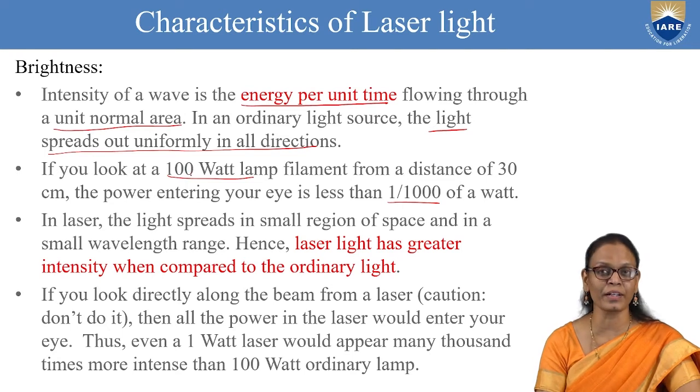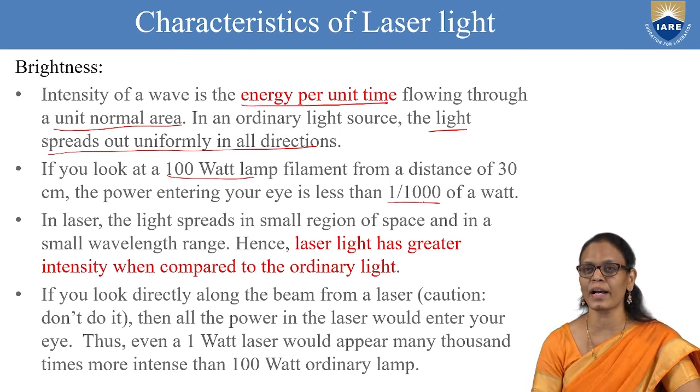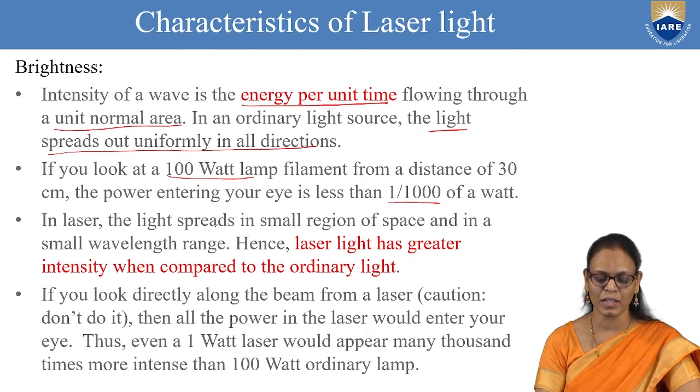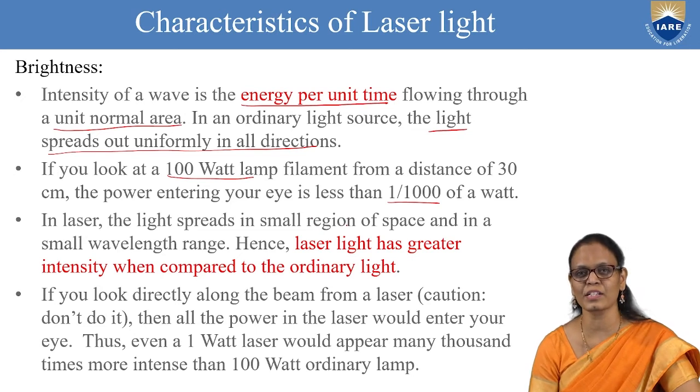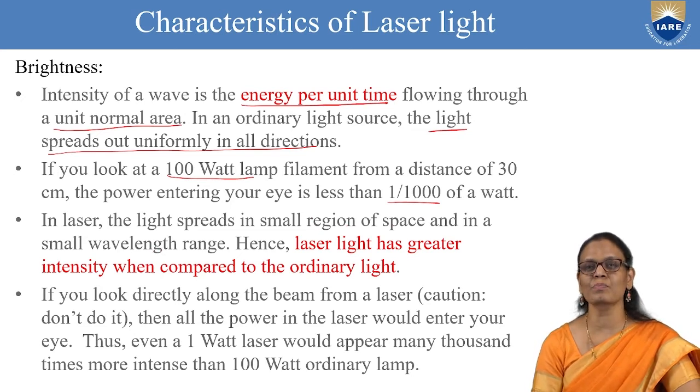We are talking about a 100-watt lamp. If you are looking at a 100-watt lamp, the amount of light that is entering your eye is only 1 by 1,000th part of a watt. But in a laser, the light spreads in a very small region of space and in a very small wavelength range. So laser light has greater intensity when compared to ordinary light because its spread is less, it has a single wavelength, and it is concentrated in a small region of space.